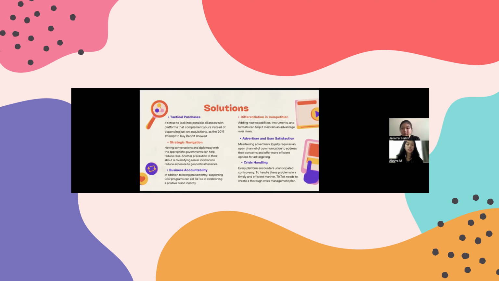Seven is differentiation in competition. In order to stay ahead of the competition, TikTok needs to keep innovating. Rather than trying to imitate other social media giants, TikTok should focus on its core strengths, which include short-form video content, in order to create a unique user experience. Eight, advertiser and user satisfaction. Understanding user and advertiser expectations and needs requires research and development spending. The platform's relevance will increase with the implementation of feedback mechanisms to gather suggestions for improvements from users and advertisers.